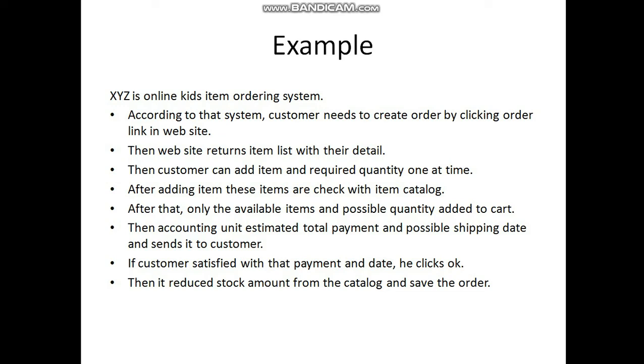Only available item and amount are added to the cart and an order is made to calculate full payment for added item. This is done by the accounting unit. That details are sent to the customer. Then customer needs to click OK. If customer is satisfied with that payment, system orders to reduce item from the catalog and save order. I am going to draw activity diagram for order system step by step.